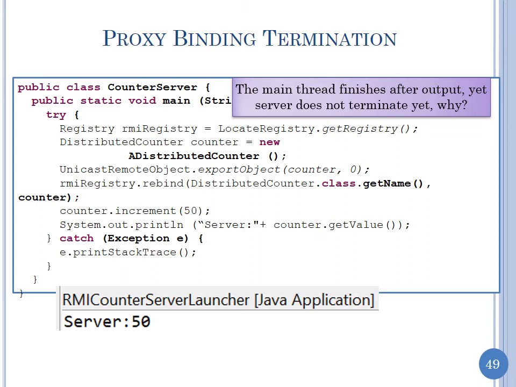So the main thread finishes after output, yet the server does not terminate. And why? What can we learn about Java from this? Or what does it say about Java? And this kind of problem, if you ever build a GUI, this kind of issue has arisen there too. Okay.